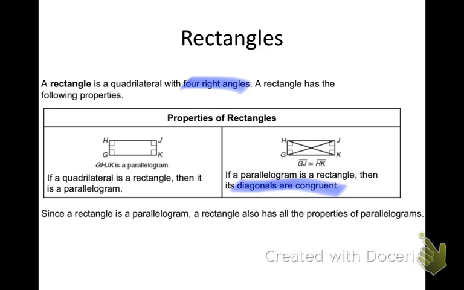What's it mean to be congruent? It means they are the same. So the diagonals are the exact same. So if I told you that HK up there is 12, what is GJ then? 12. Okay, same idea. So we recognize there's four right angles, and then we have congruent diagonals.